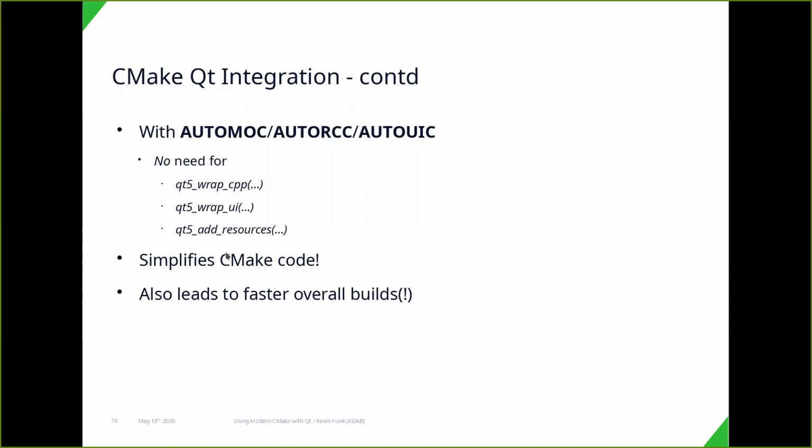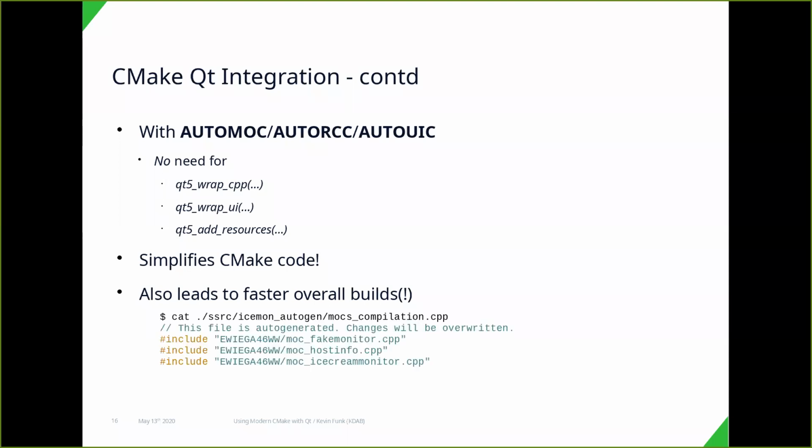And interestingly, that also leads to faster overall builds. We just had that in a customer project where we were able to save a couple of minutes of build time by using AUTOMOC instead of the old way of using qt_wrap_cpp. In that customer project, the build times were like, I don't know, 20 minutes in normal times. And with AUTOMOC, we were able to shave off a minute of build time because it made it a lot faster.